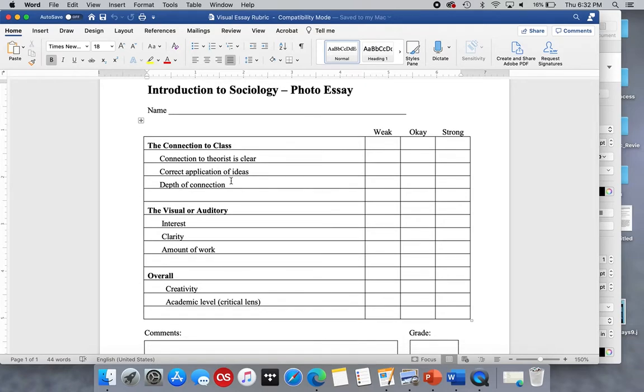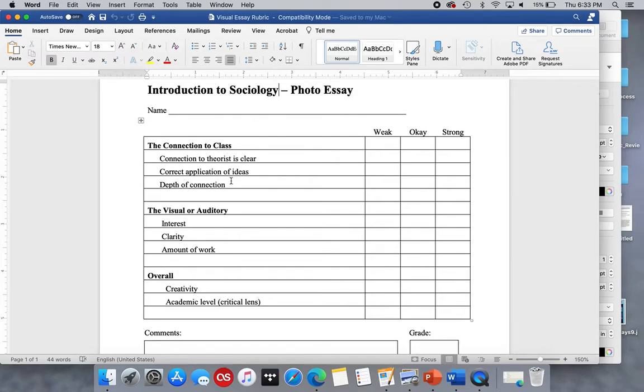So here are the things that are key. First, the connection to the theorist is clear, right? Whatever theorist or multiple theorists you're using, I need to be able to understand it from looking at the video, from looking at the audio, what you're doing. Correct application of ideas. If you're drawing on a theorist and engaging with them, you need to do it correctly. Depth of connection. I don't want this to be superficial. It's a final project. Now, some things are hard, right? If you're making a painting, it's hard to go into a ton of depth. I understand that, but I want you to capture something about the theory.